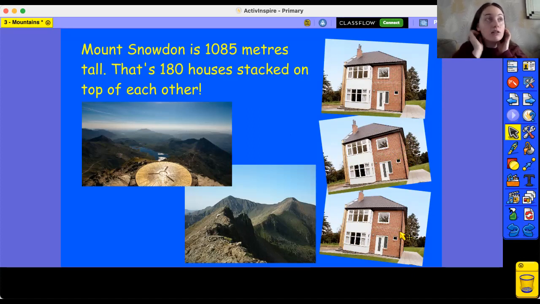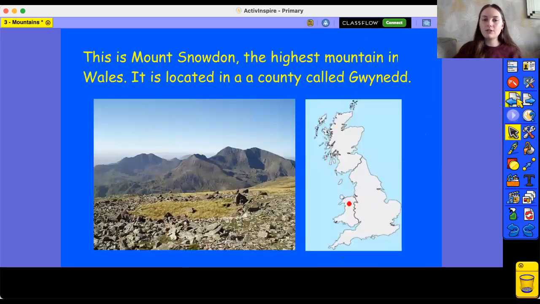What's the mountain called? Snowdon, well done. And where is Snowdon? What country is it in? Wales, fantastic. Right, I'm going to recap what we've done so far before we look at the last mountain.